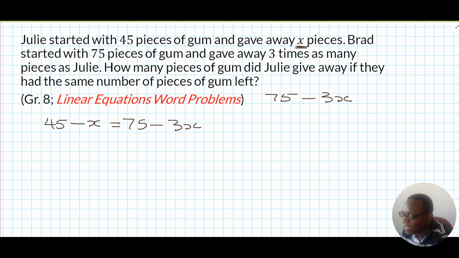So let's go ahead and solve this together. We now have to make a decision on what we want to do with our x and with our variables and our constants. I would choose to move the variables to the left hand side and the constants to the right hand side. We have 45 plus 2x is equal to 75.